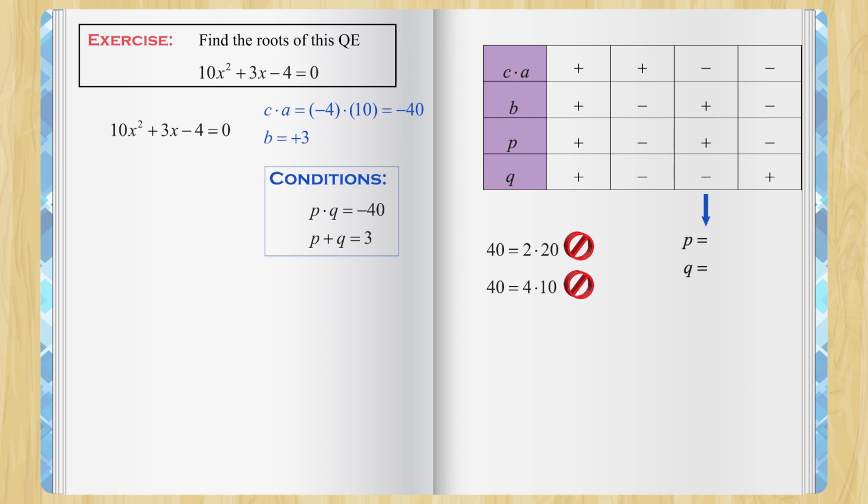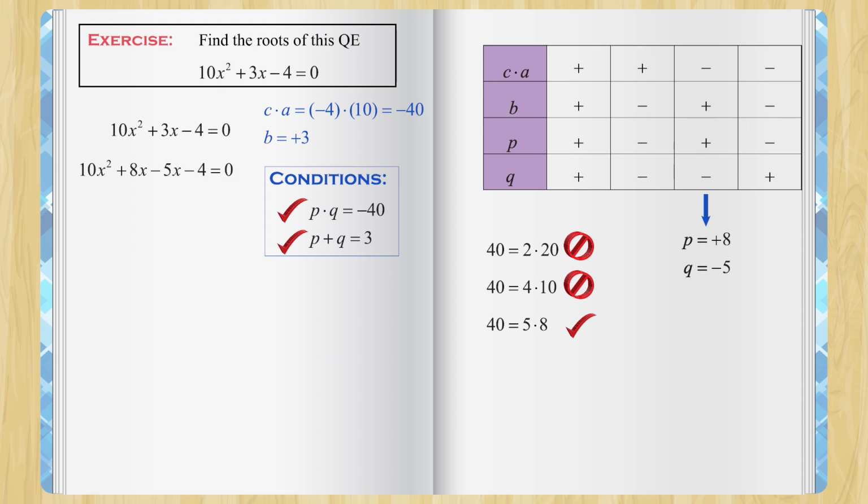After 4 comes 5 and 5 times 8 is 40. Bigger number goes first, so 8 goes first, then goes 5. Uncover the signs. Now check the conditions. You will notice that both the conditions are satisfied. So we can write the splitting step. 10x squared plus 8x minus 5x minus 4 equals 0.